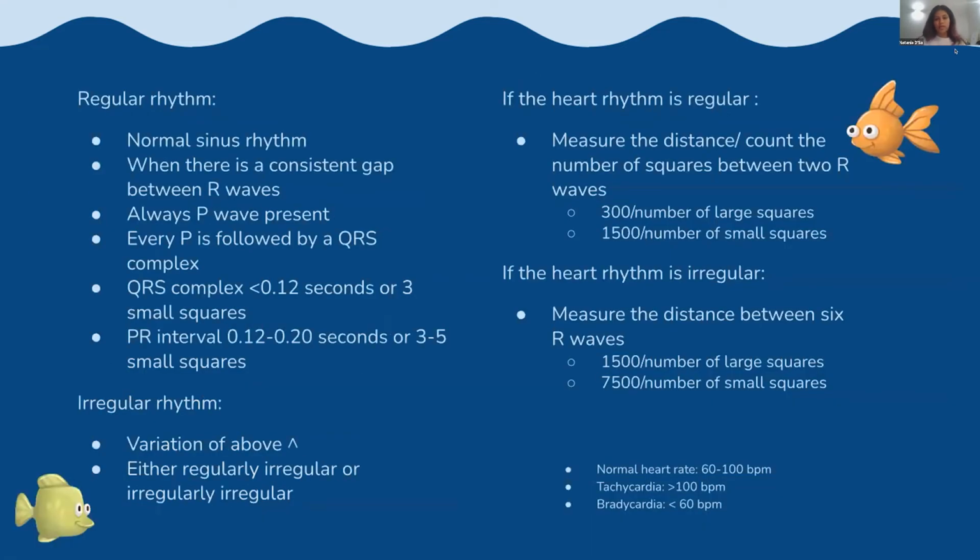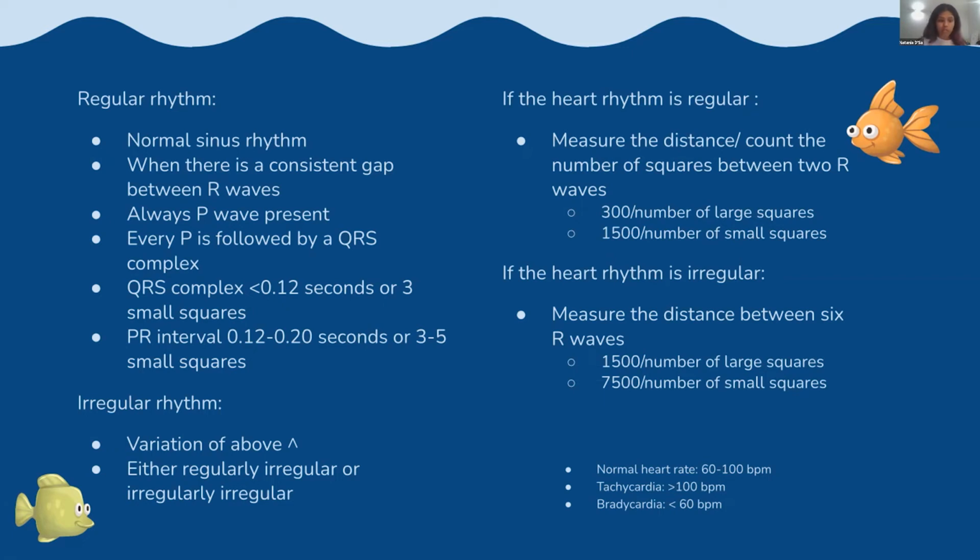Now we're talking about the rhythm and rate of your heart. When we're talking about regular rhythm, there are a few criteria, and that's what we consider our normal sinus rhythm. There's a consistent gap between R waves. There's always a P wave present. Every P is followed by a QRS complex. The QRS complex should be less than 0.12 seconds, and the PR interval should be somewhere between 0.12 to 0.2 seconds. You can also read that as 3 to 5 small squares on your ECG.